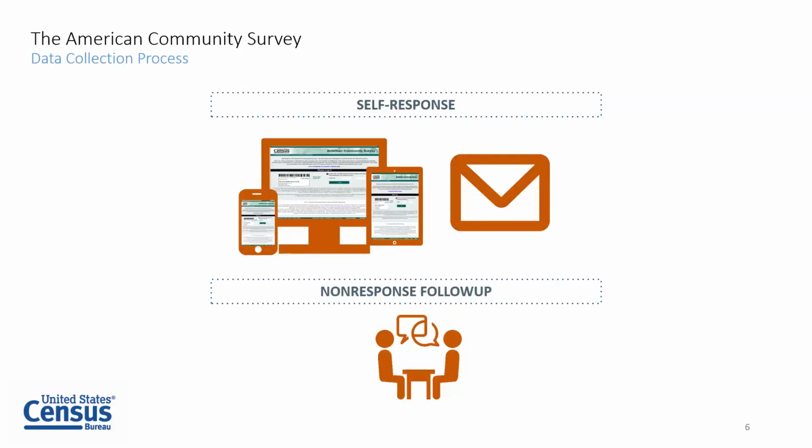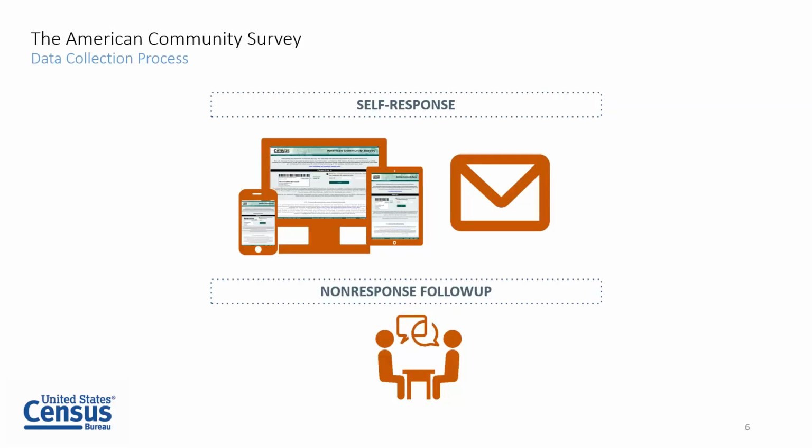The ACS data collection operation uses 3 modes that take place over a 3-month period: internet, mail, and personal visit. For most housing units, the first phase of data collection includes an invitation for the household to respond via internet, and this is mailed to the sample address. Internet data collection started in 2013. If the household does not respond by internet, a paper questionnaire is sent to the sample address for the household to complete and return by mail.